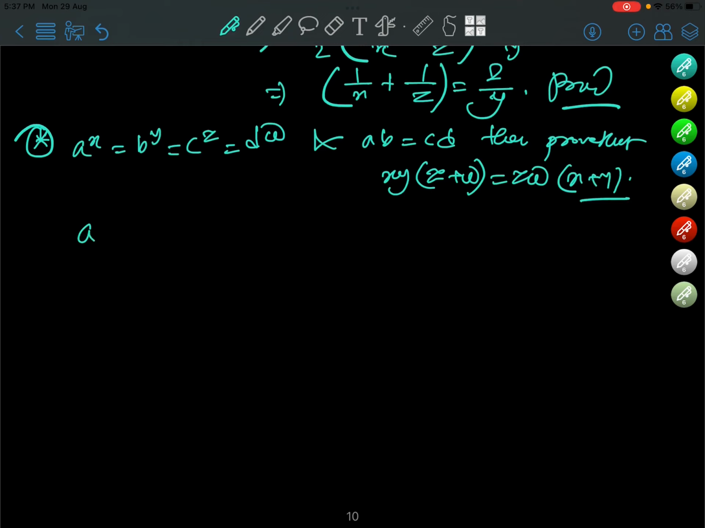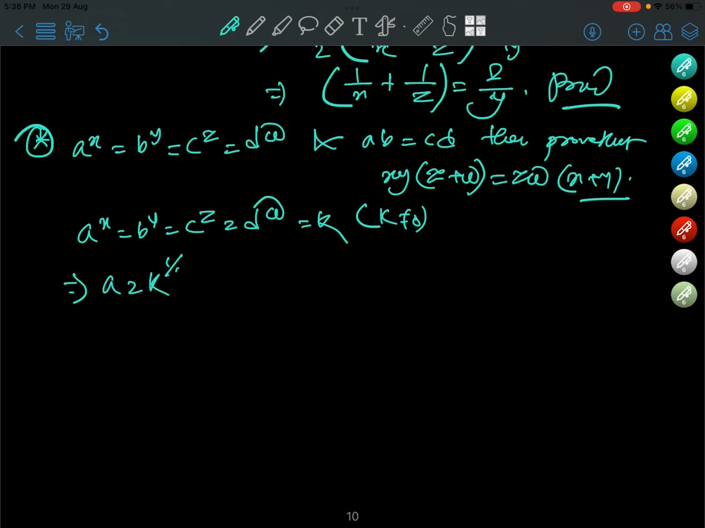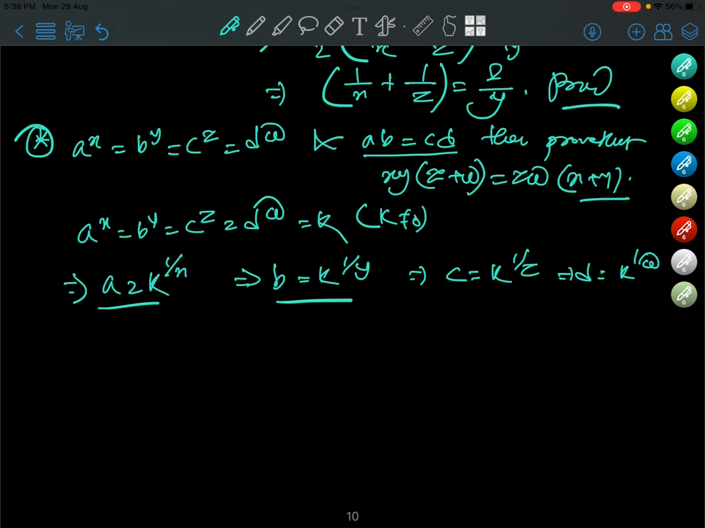Same way we will take a to the power x equals b to the power y equals c to the power z equals d to the power w as k, and again k not equal to 0. Now a equals k to the power 1 by x, b equals k to the power 1 by y, c equals k to the power 1 by z, and d equals k to the power 1 by w. Now we will put all the values in the second condition.